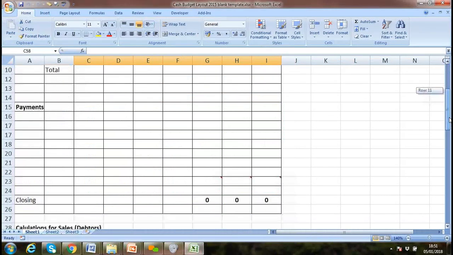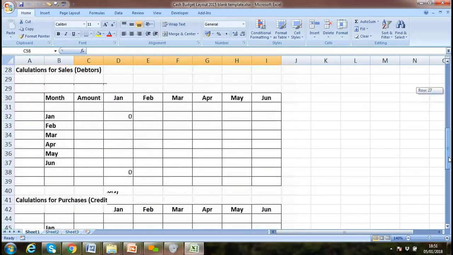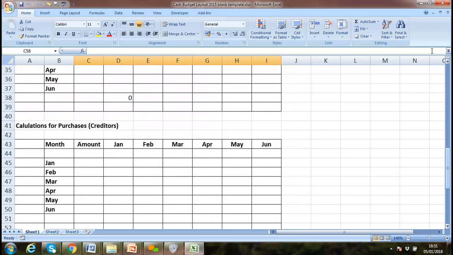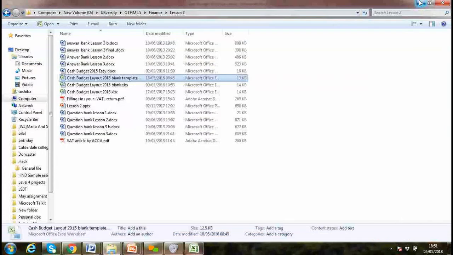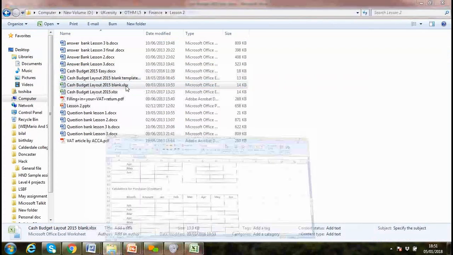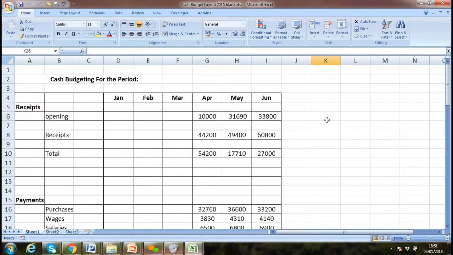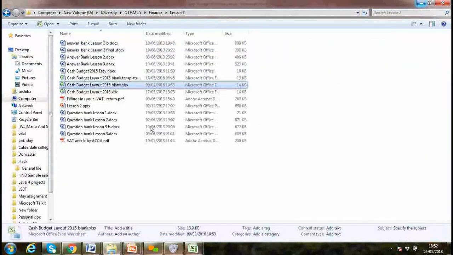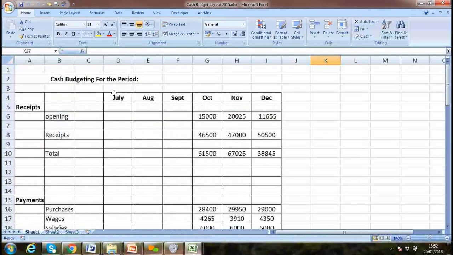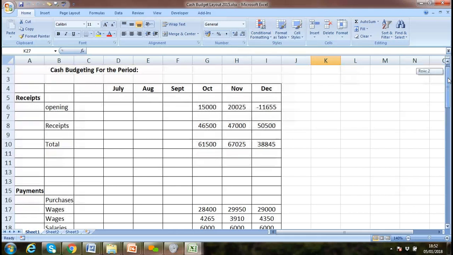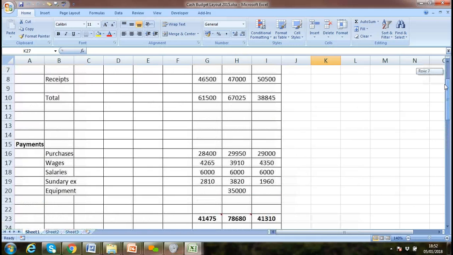This is the template I prepared. This is a blank template. So I'll open the question. This is the second question. This is the first one. You see there, we are going to prepare the cash budget. Yes, we can put the period at the top. And this is sort of an example, we could take a screen print or we can add it within the assignment. So you can change the figures.